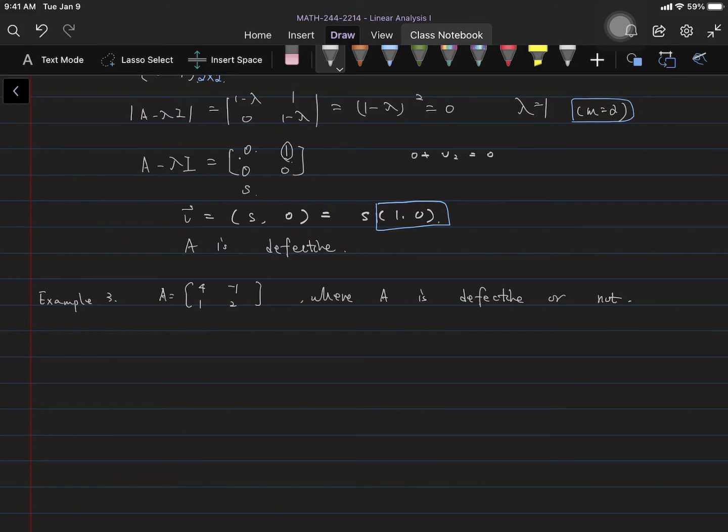Same thing: find the eigenvalue and then find the eigenvectors and see how many independent eigenvectors we have here. If we have 2, non-defective. If we have 1, so defective. Let's see, A minus lambda I. We did this so many times, right?